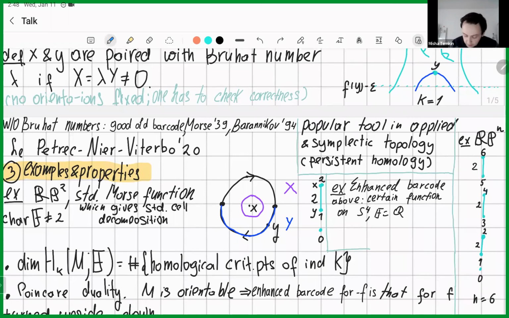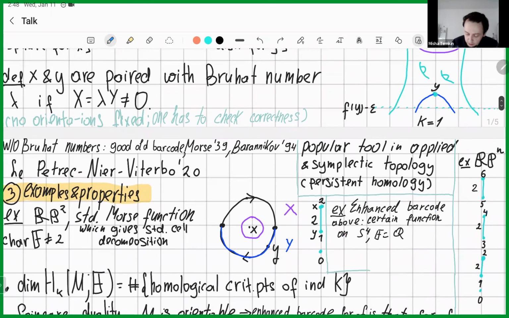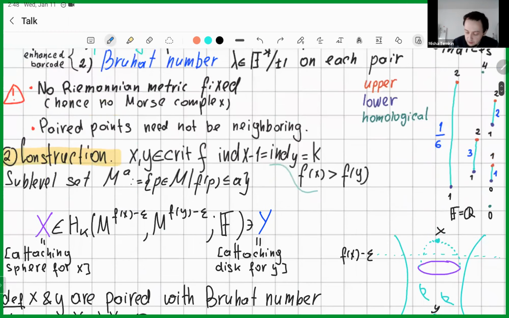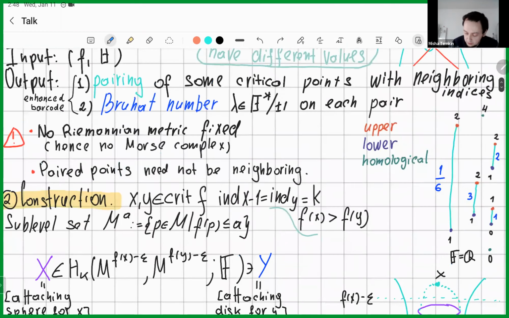Okay, so the third example, well, it's not an explicit one, but one can find a certain weird function on S4, which over Q will give you the barcode, which is drawn here, right? So there's some explicit construction which allows you to construct such functions.